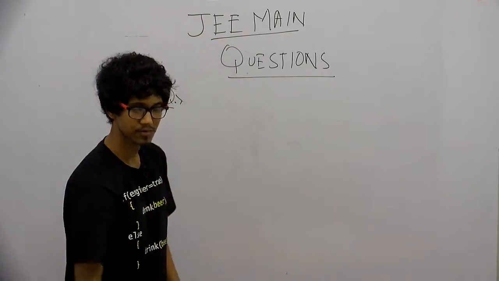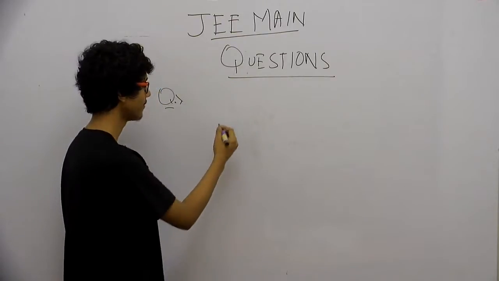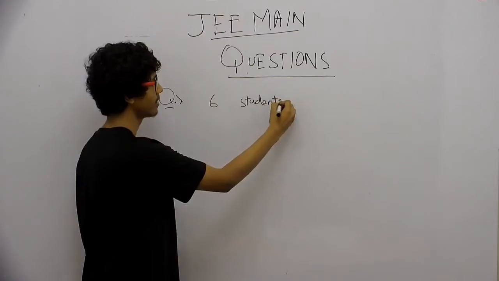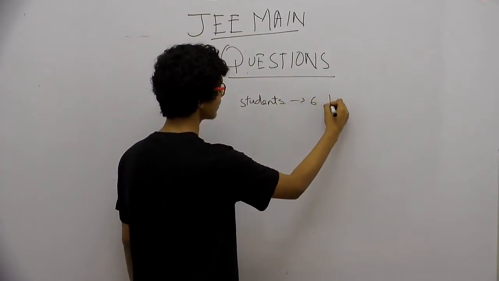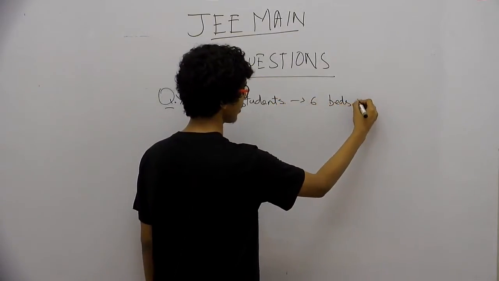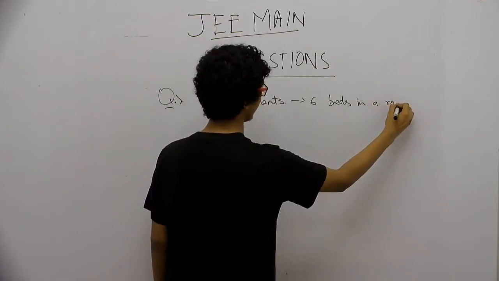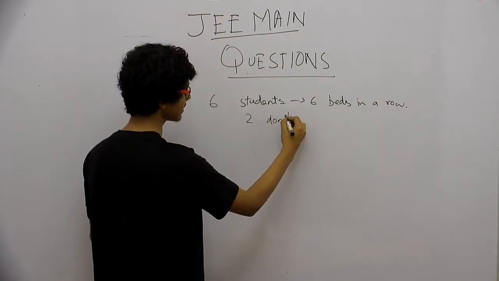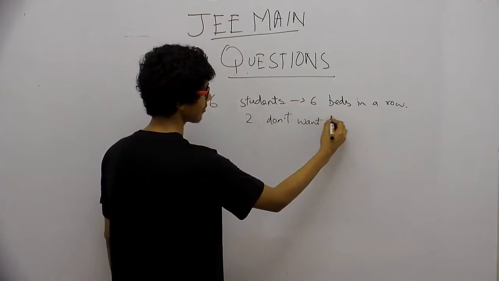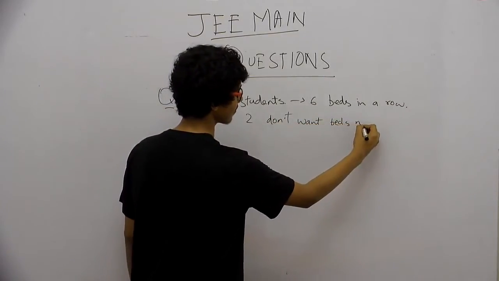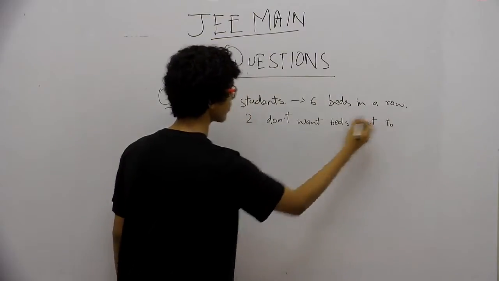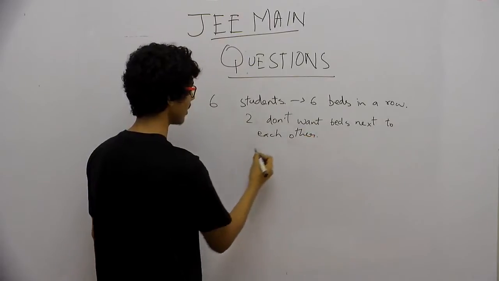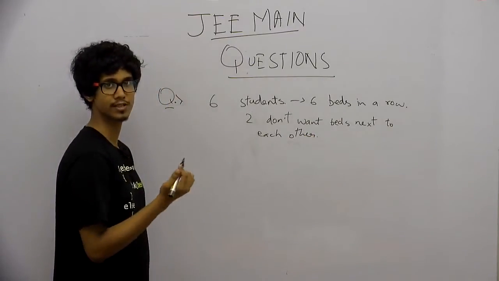First question is that we have 6 students in a dorm with 6 beds arranged in a row. We have two particular students who don't want beds next to each other. How many possible ways are there to arrange them?